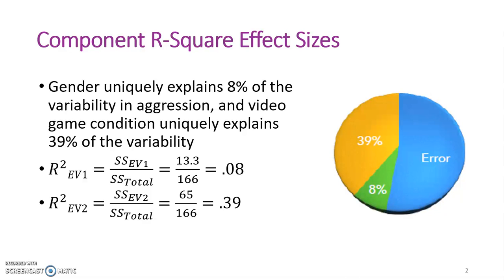These component R squared effect sizes are really useful in that they give us some metric to see how well each of the predictors is predicting the outcome. Just by looking at these, we can see that video game condition is probably explaining a lot more variability in aggression. So video game is really our strong predictor that would be driving that full model, if you will. The only difference in the interpretation of the component R squared values versus the overall R squared is that each predictor is uniquely explaining this amount of variability in the outcome.